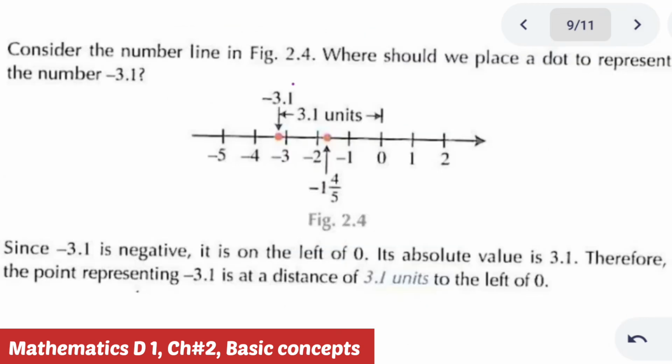Now we are going to consider the number line in figure 2.4. Where should we place a dot to represent -3.1? You can see that the point is a little bit between -3 and -4, because the numbers are increasing on the left side. Since -3.1 is a negative number, it is on the left of the 0. Its absolute value is 3.1, because the absolute value of any negative number is signless, it is 3.1. Therefore the point representing -3.1 is at a distance of 3.1 units to the left of the 0.